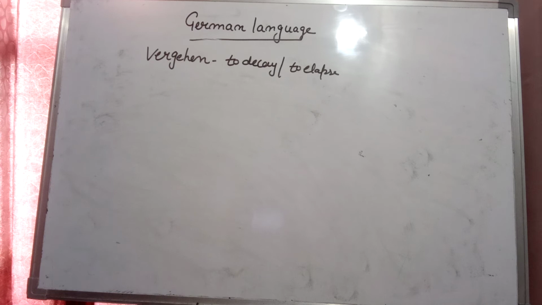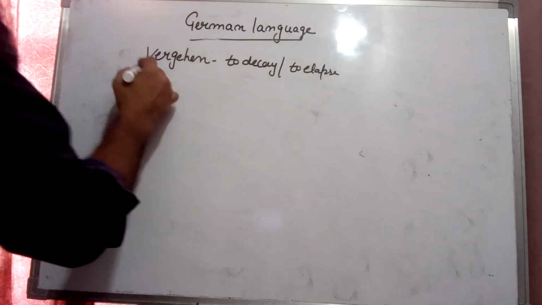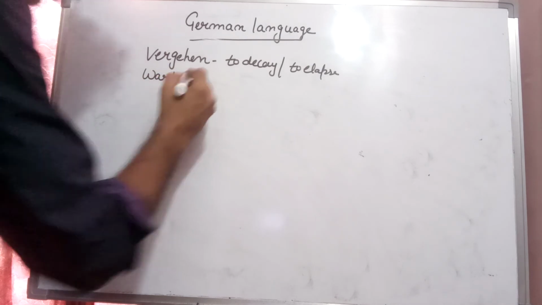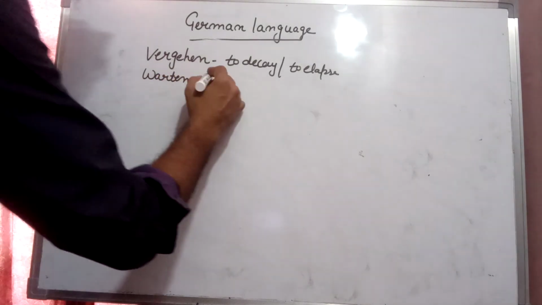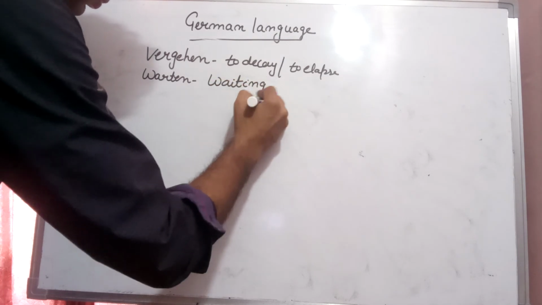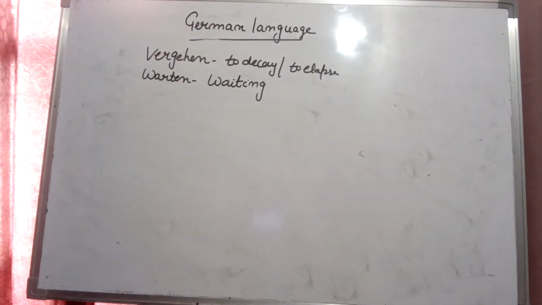Vergehen is basically to decay and to elapse. The next word we have is warten. That is to wait. Okay, that is vergehen, warten.